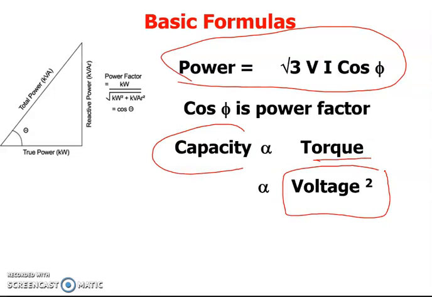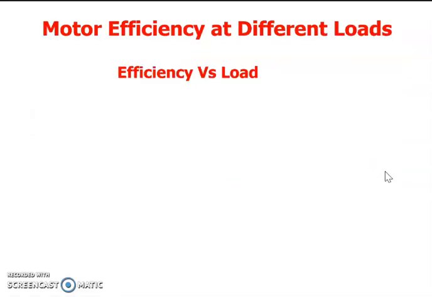So capacity is nothing but the rating of a motor, that is the kilowatt or HP, how we are going to represent it. So it is actually directly proportional to the square of the voltage. So if I am trying to reduce the voltage, then obviously the rated capacity of the motor is also going to reduce. Now we are going to discuss the motor efficiency at different loads.